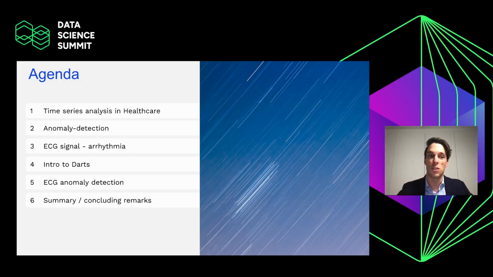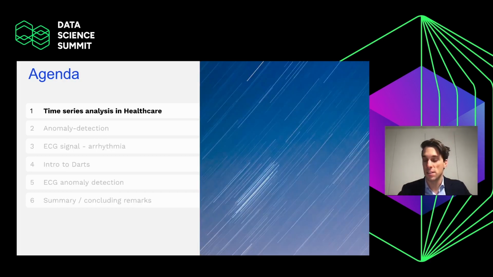Then I'm going to introduce the ECG signal. What do I mean, what's the definition of arrhythmia? Then we're going to talk about DARTS, which is an open source library, which we're going to later on use to develop anomaly detection models for EKG arrhythmia. And then I'm going to provide a summary of the overview we did, and then a few concluding remarks.